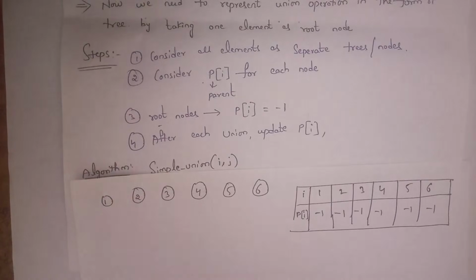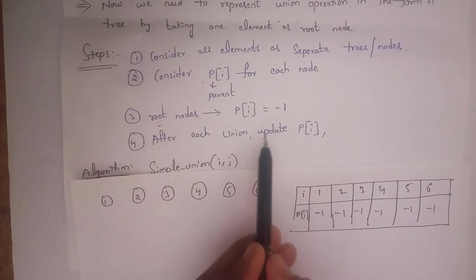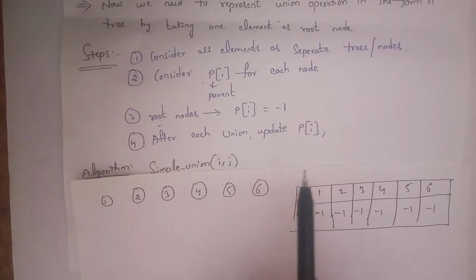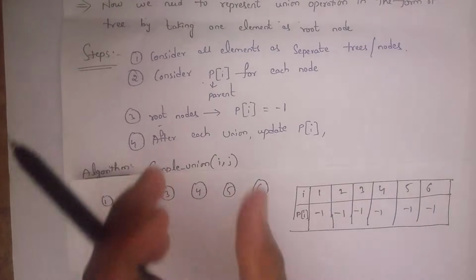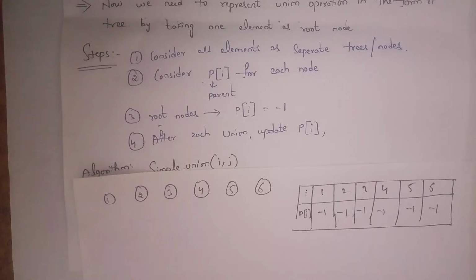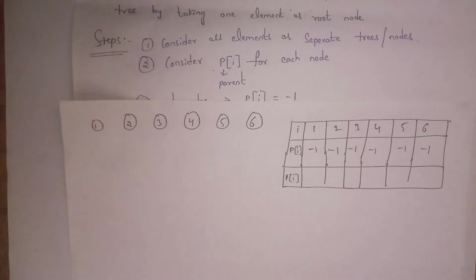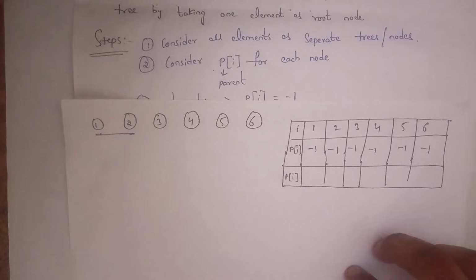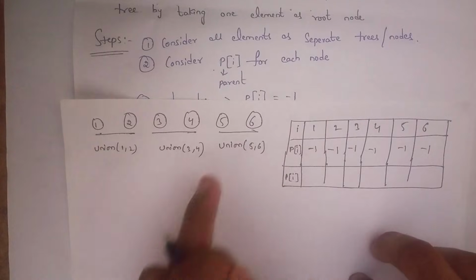The fourth step is, after each union, update P of I. That is, we need to update the parent after each union operation until we get a single parent. If you observe this, all are parents. Until we get a single parent, we need to perform union operations and then update the parent array P of I. Now I will perform union on two adjacent elements: union of 1, 2, and similarly union of 3, 4, and union of 5, 6.